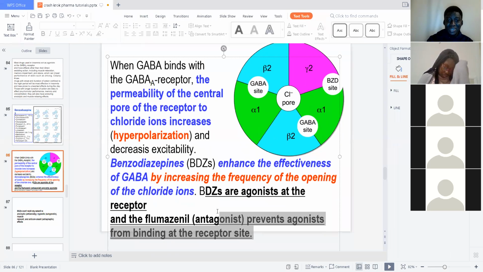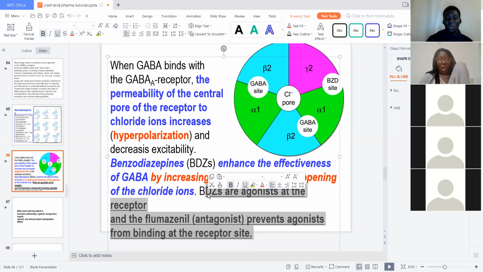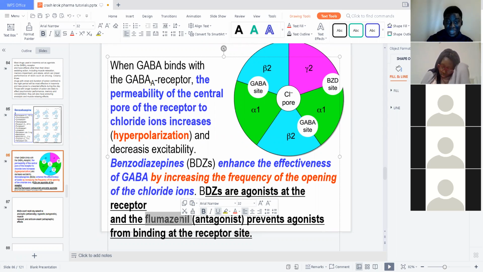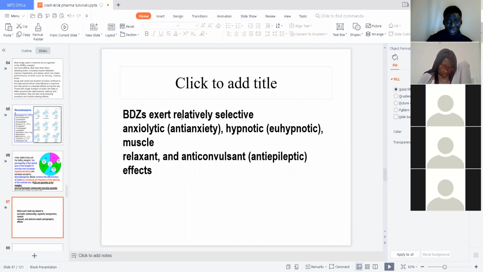I want you to take note of this. If there's benzodiazepine overdose, the drug of treatment is flumazenil. Flumazenil is an antagonist for benzodiazepine overdose. This is a popular KROK question. So remember, flumazenil is used to treat benzodiazepine overdose. These are the effects of benzodiazepines: anxiolytic, anti-anxiety, hypnotic, which means relaxant or sedative, and anticonvulsant. We all know what it looks like when someone is having convulsions, so it can be used to stop convulsions.